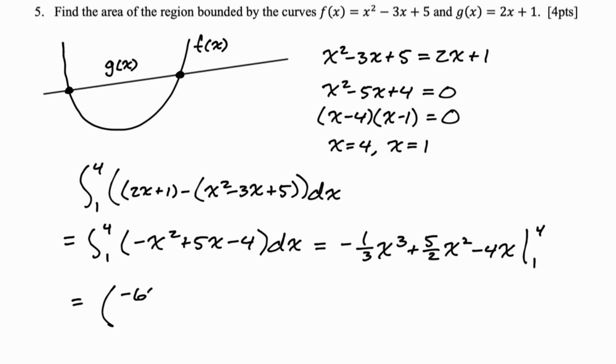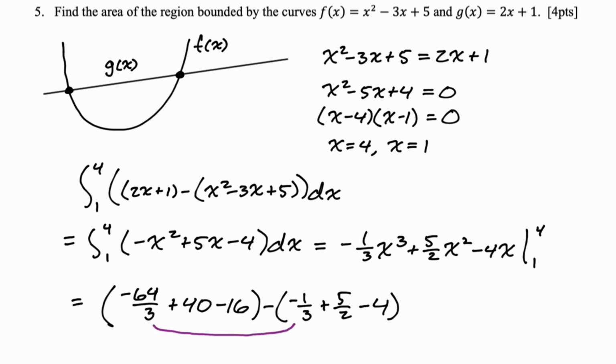We have to plug in 4, so we get negative 64 over 3. Then you get 16 over 2 is 8 times 5 is 40, and then you get 16. Then minus, we got to plug in 1, so negative 1/3 plus 5/2, and then minus 4. I like to simplify these in like the easiest way possible.